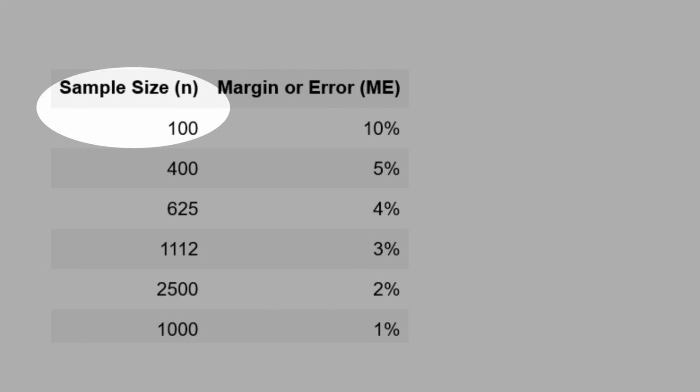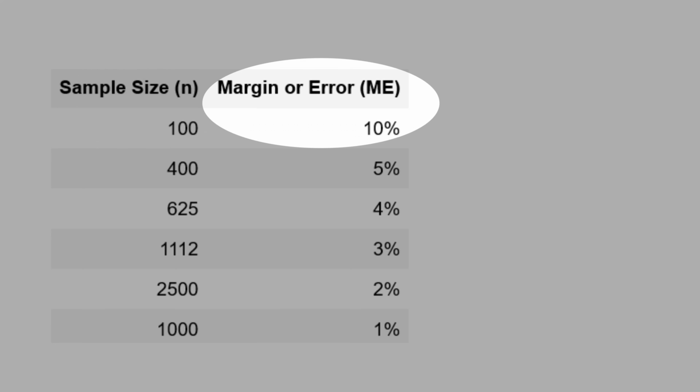If you have a sample size of 100 observations, the margin of error will be 10%. If you want to reduce the margin of error by half from 10% to 5%, you need to increase your sample size 4 times, from 100 to 400. How do I know that if the sample size is 400, the margin of error is 5%?